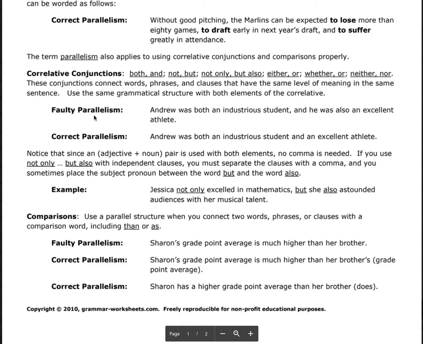So just make sure you're looking at what you're using and you're not saying both and also, because that's not the correlative conjunction pair that you should be using. So make sure that you have that parallelism there and that you're connecting the words properly to form that structure of the parallelism.